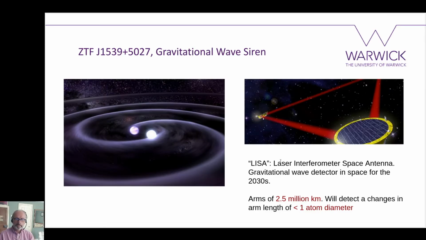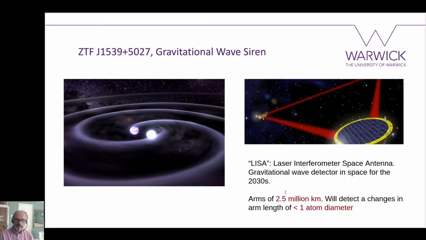There's a space-based mission called LISA, Laser Interferometer Space Antenna, that's due for launch in the 2030s, and this particular star will be one of the first sources that can be detected with this, that we know of at the moment. It will be detectable within a few days by LISA. If LISA works, it's going to be a useful source to calibrate it.